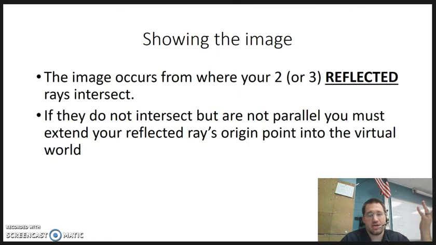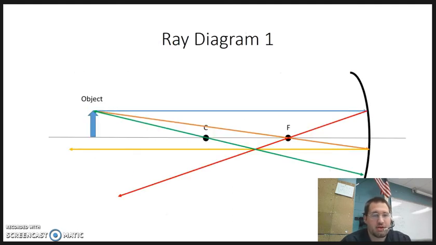Why do we do the ray diagram in the first place? Well, we want to show the image. The image occurs where 2 or 3 of your reflected rays intersect. I say 3 because you can have that optional third one. If they do not intersect but are not parallel, then you must extend the reflected ray's origin point into the virtual world, and we'll see what that looks like in a second. So let's go to our first ray diagram, the concave mirror.